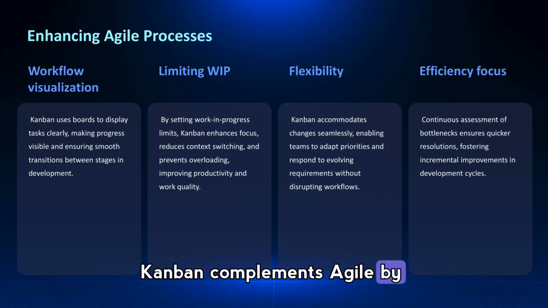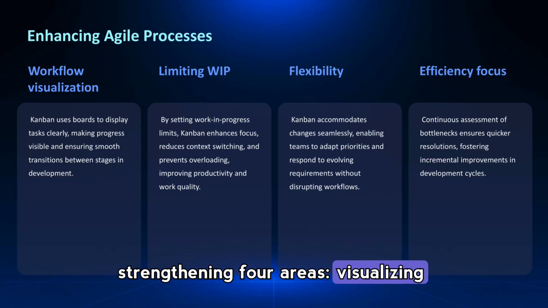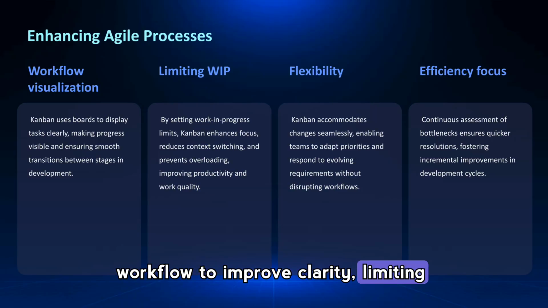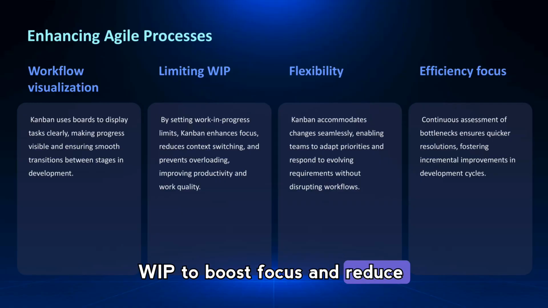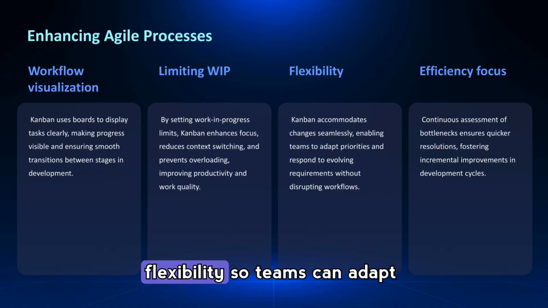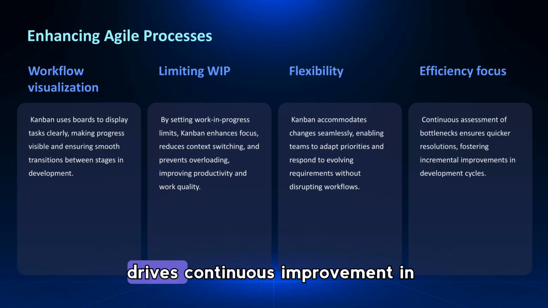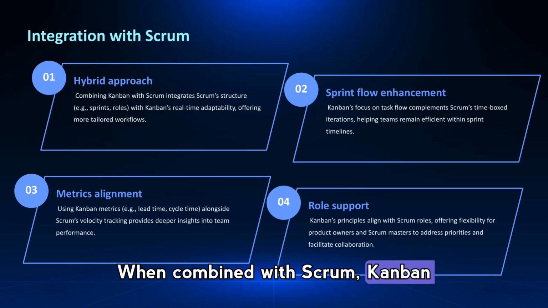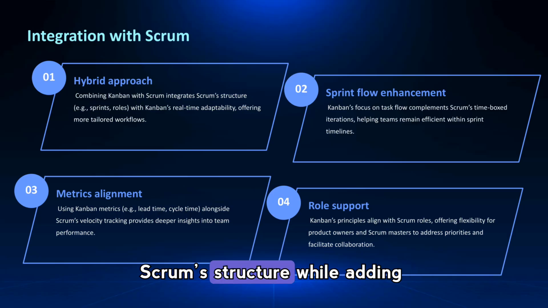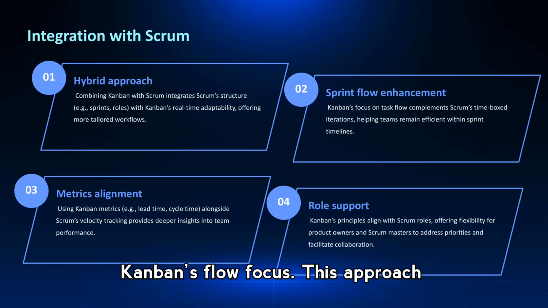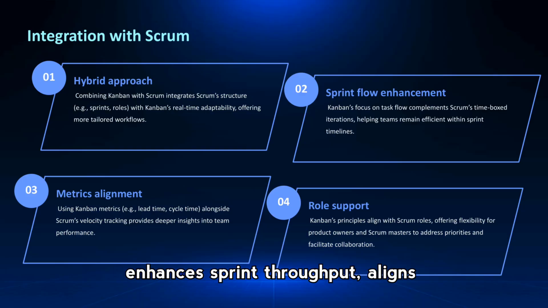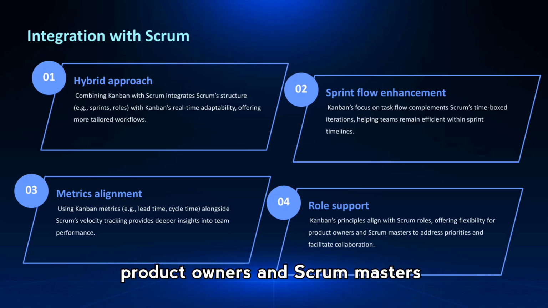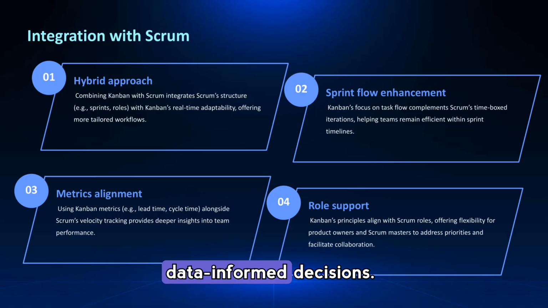Kanban complements Agile by strengthening 4 areas: visualizing workflow to improve clarity, limiting work in progress to boost focus and reduce context switching, providing flexibility so teams can adapt priorities without chaos, and maintaining an efficiency focus that drives continuous improvement in development cycles. When combined with Scrum, Kanban can create a hybrid that keeps Scrum's structure while adding Kanban's flow focus. This approach enhances sprint throughput, aligns metrics like lead time with velocity tracking, and supports roles like product owners and Scrum Masters in making more flexible, data-informed decisions.